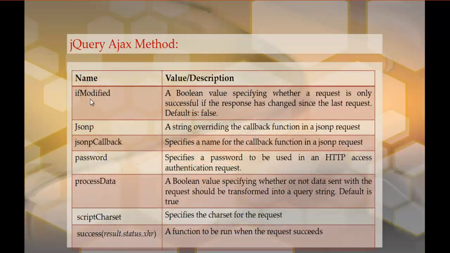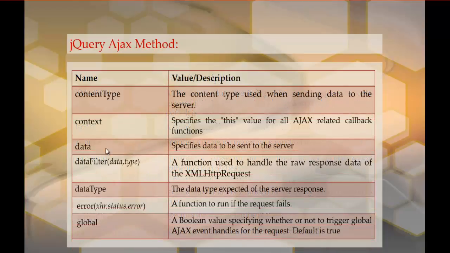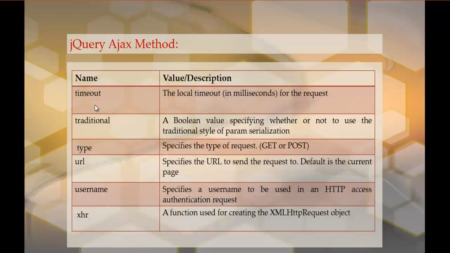And apart from that, we have some other keys. They are ifModified, jsonp, jsonpCallback, password, processData, scriptCharset, success. This tells you what to inform the user on success. On success, it can push a pop-up message telling that the Ajax request is successfully completed. That we can achieve with the help of this success function or success key. And we also have something called contentType, context, data, dataFilter, dataType, error, global. And apart from that, we have timeout, traditional, type, url, username, and xhr.